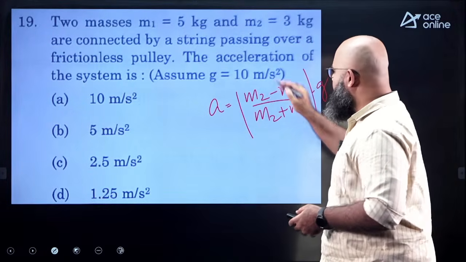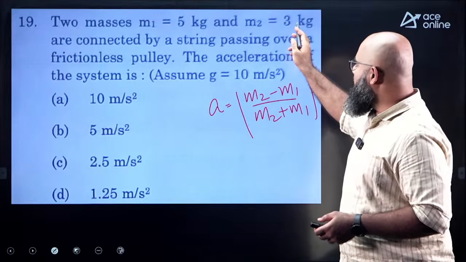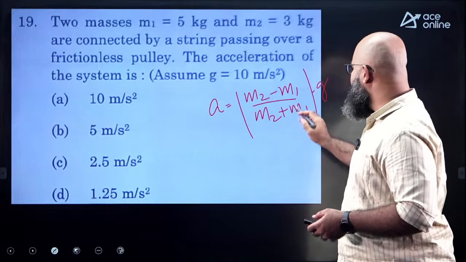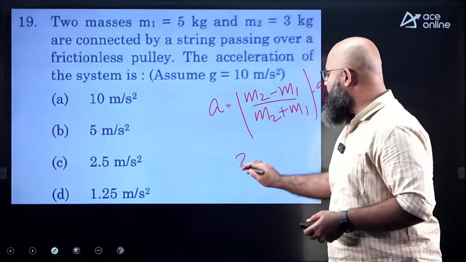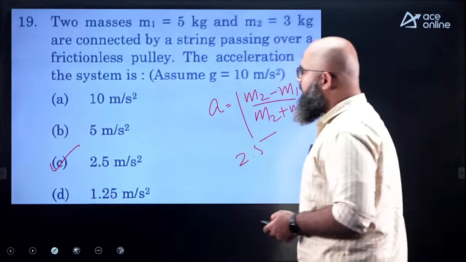multiplied by g. If you do this, m2 minus m1 is equal to 2 and the sum is equal to 8. 2 by 8 is equal to 1/4. 1/4 of g is 2.5. So the answer over here is 2.5 meter per second square. Option C would be correct.